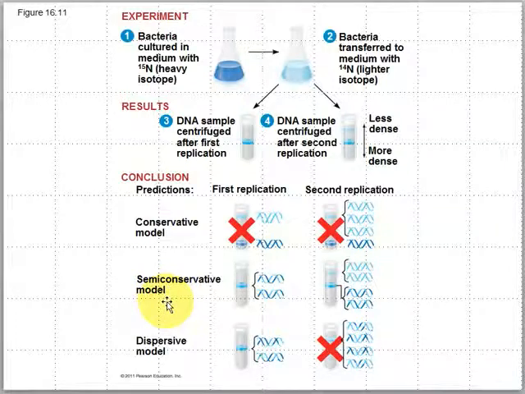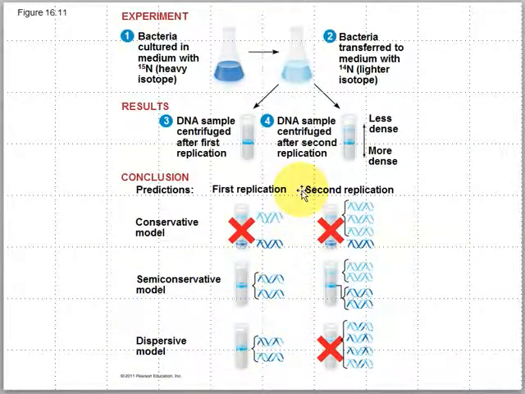Down here, the semi-conservative model, remember, would have half parental and half new. Well, that would give you one band in the middle. So this one still could be the case. The dispersive model would be made up of a mixture of old and new, and that would give you the same results. So after the first replication, we can knock out the conservative model, but we still don't know. It could either be the semi-conservative or the dispersive model.